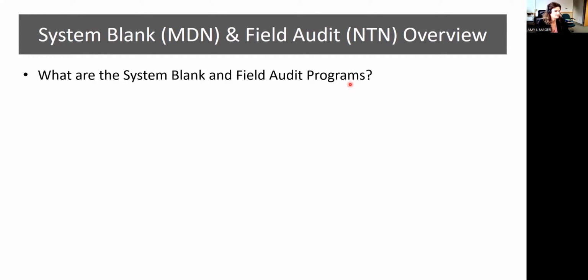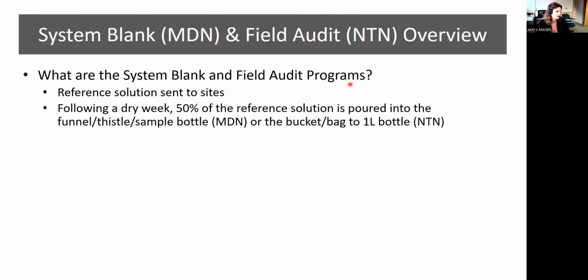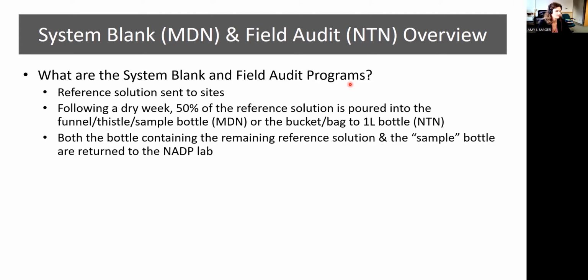So what are the system blank and field audit programs? Basically, it's a reference solution that's sent to sites, usually once a year or every other year. Following a dry week, 50% of that reference solution is poured into the funnel, thistle, sample bottle sample train for MDN, or the bucket bag setup, and eventually the 1 liter bottle for NTN. Then both the bottle containing the remaining reference solution and the sample bottle that you've created by doing this process are returned to the lab.